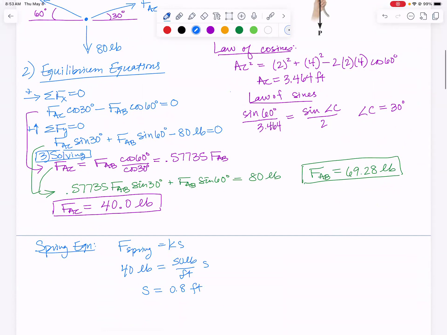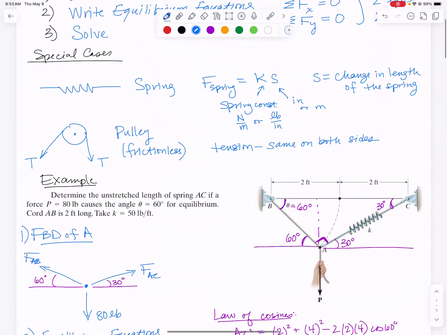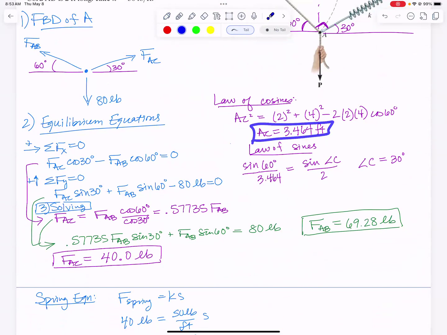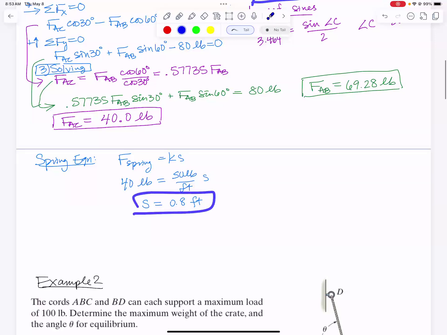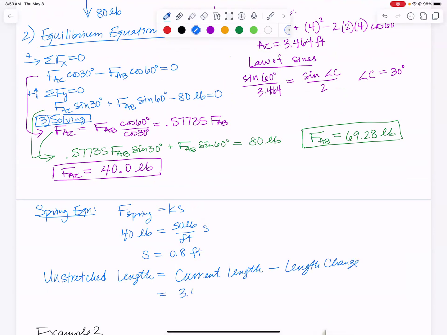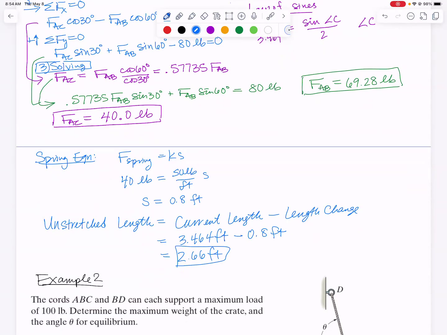And do you remember what s is? s is, for a spring, the change in length. So we know the spring is currently 3.464 feet, and it changed in length by 0.8 feet when somebody applied this big tension force to it. So the unstretched length will be the current length minus the length change, which is our 3.464 feet minus 0.8 feet. So the answer to the question is 2.66 if we round to 3 sig figs. So that's how long the spring would have been before we applied any force to it.